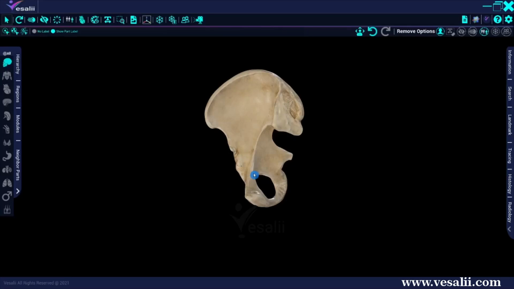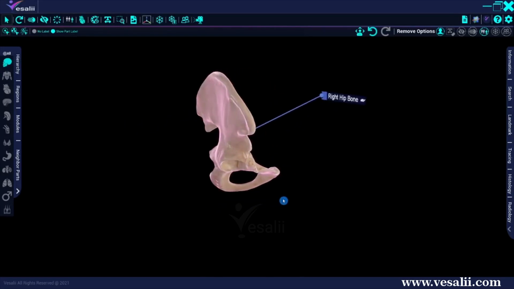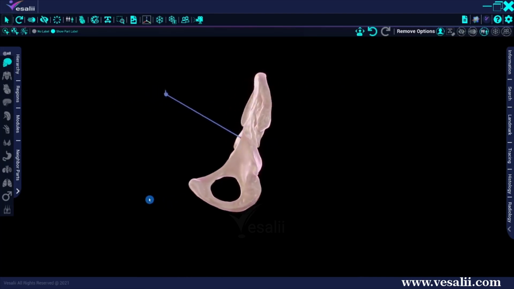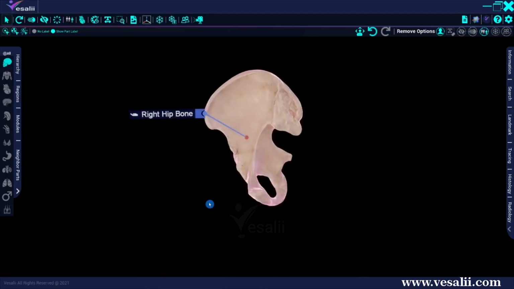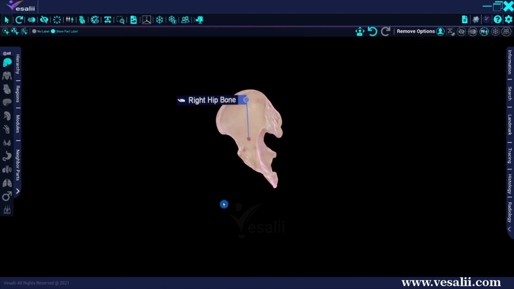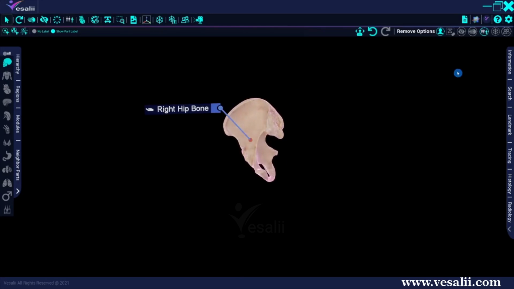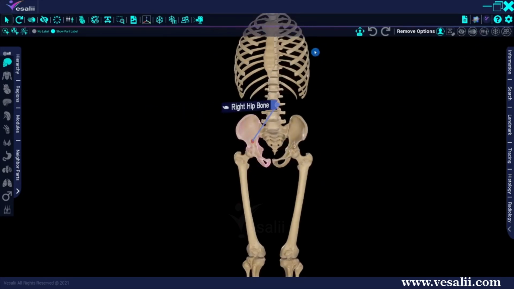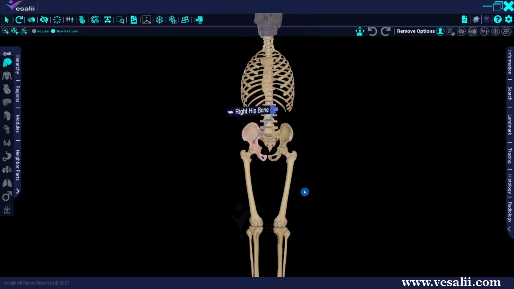In this video, we will explain the anatomy of the hip bone. More specifically, we will talk about the composition of the hip bone and the important features and bony landmarks found on it. The hip bone is a large, irregular bone that forms the skeletal component of the pelvis. It connects the axial skeleton to the lower limbs.